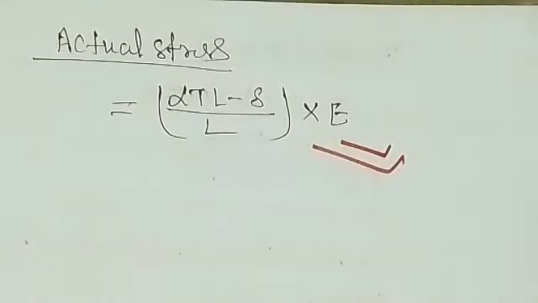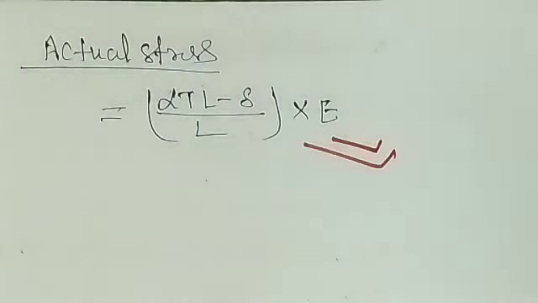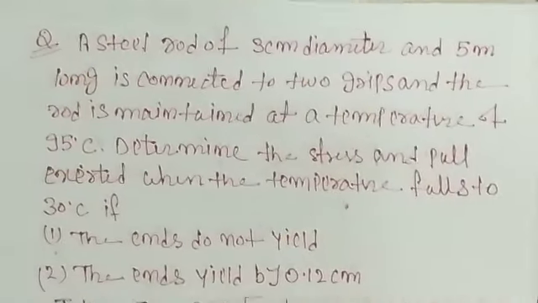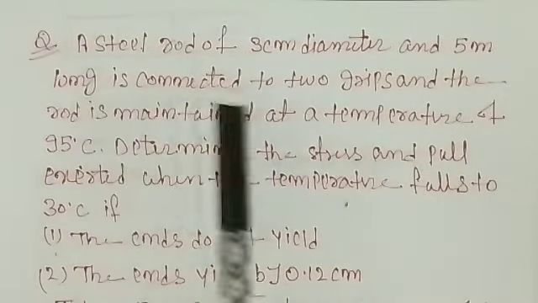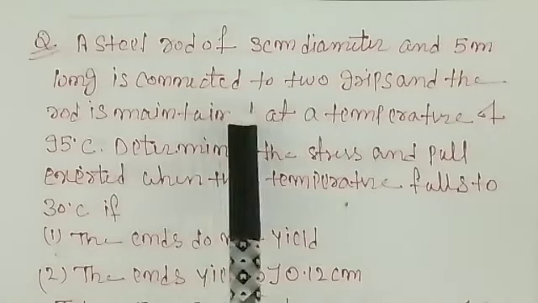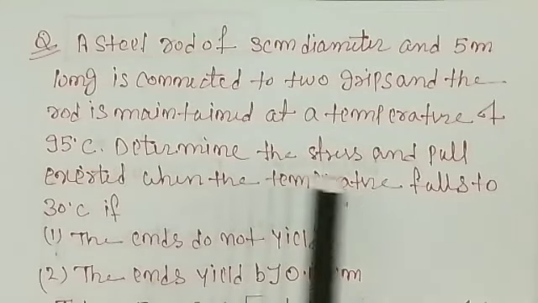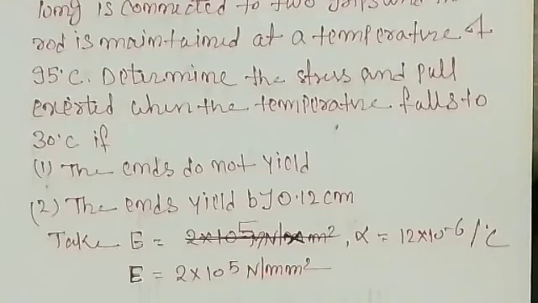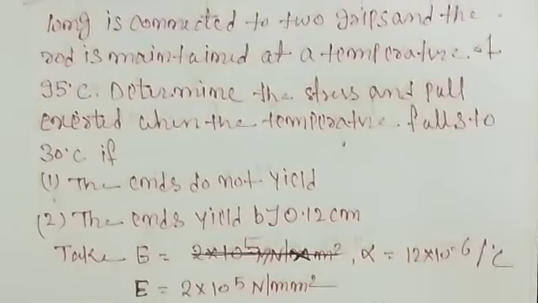Now, based on that, we will solve one problem, with yielding and without yielding, and then we'll see how we can apply this empirical relation. The problem is on the screen: a steel rod of 3 centimeter diameter and 5 meter long is connected to 2 grips, and the rod is maintained at a temperature of 95 degrees centigrade. Determine the stress and pull exerted when the temperature falls to 30 degrees centigrade if the ends do not yield and if the ends yield by 0.12 centimeter. Take Young's modulus as 2 into 10 to the power 5 Newton per mm square, and the coefficient of linear expansion as 12 into 10 to the power of minus 6 per degree centigrade.